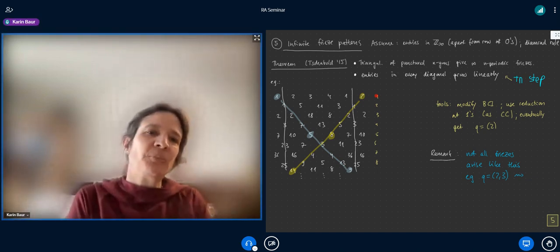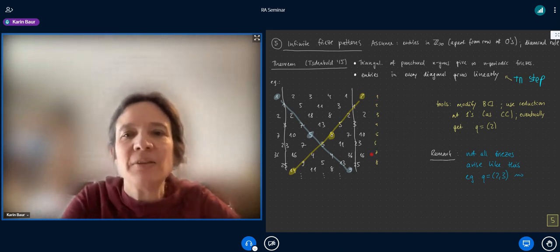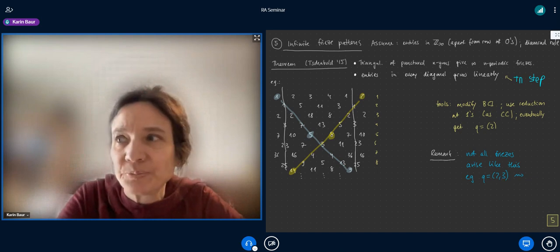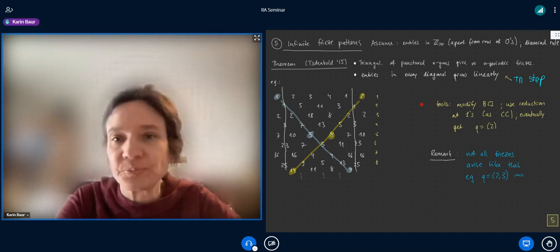But what you also observed is that not every infinite Frieze arises like that. So you can try out 2, 3. And the numbers are going to grow exponentially in some sense. I put the picture on the next page.